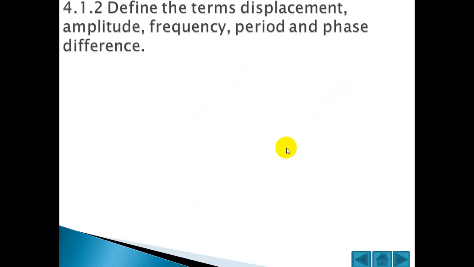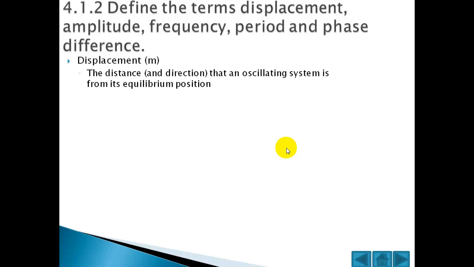Define the terms displacement, amplitude, frequency, period, and phase difference. The displacement. This is the distance and direction that an oscillating system is from its equilibrium position. So it is a vector. It has magnitude and direction.